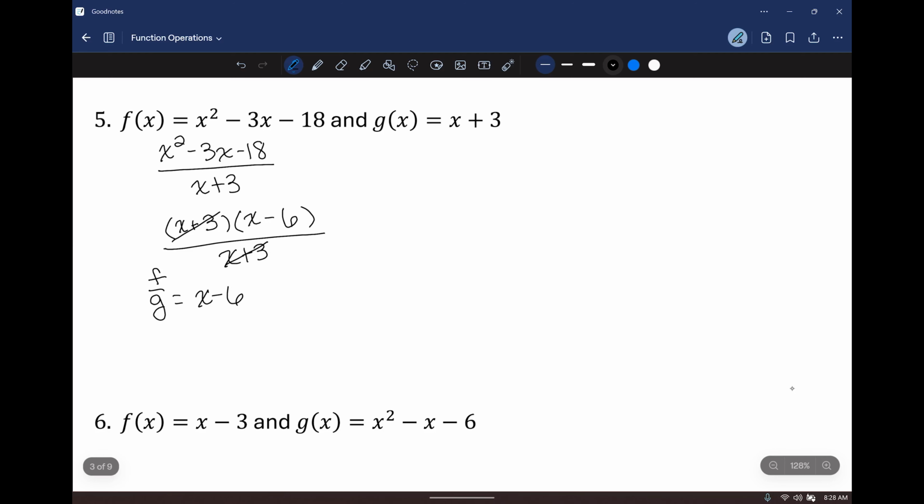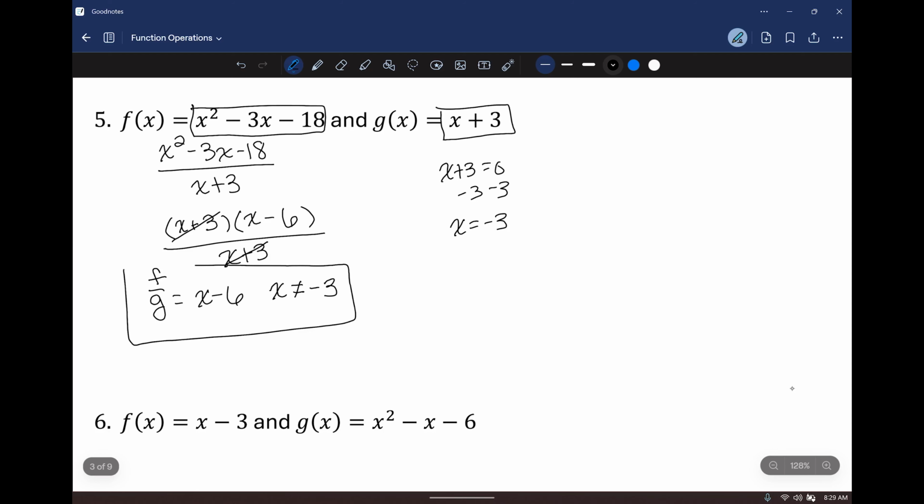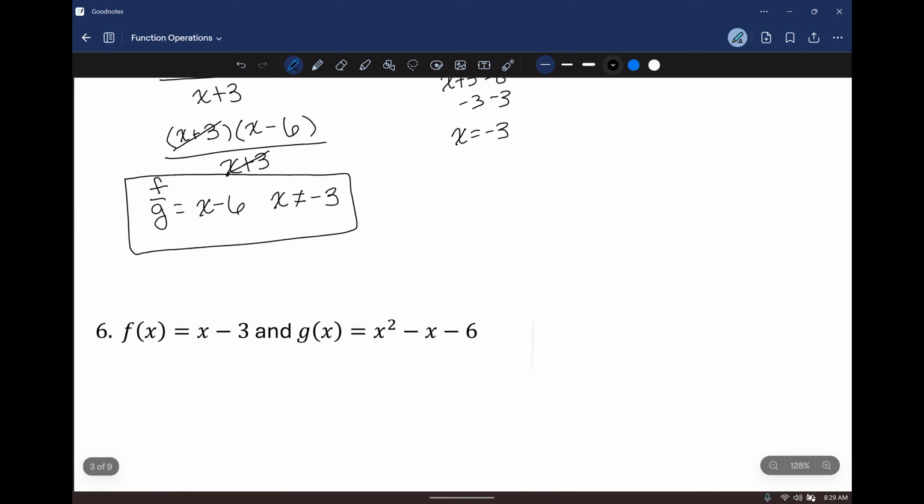And I do have to think about those restrictions. So no restrictions on my f of x, no restrictions on my g of x, but the second that I divide them, my g of x is in the bottom. So I need to set that x plus 3 equal to 0. So I know that if I were to plug in negative 3 on the bottom, that would give me a 0 for my denominator, which is a no-no. So x cannot be negative 3. So I just have that one restriction.